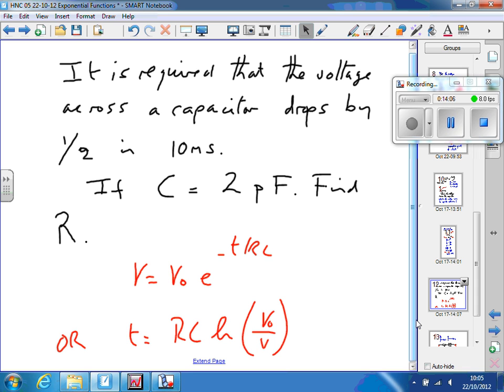It's required that the voltage across the capacitor drops by a half. Do we need to know the original voltage? We just need to know that if the original voltage was, say, 1 volt, then it drops to 0.5. So we don't really need to know what V and V naught are. We just need to know that V divided by V naught is a half. And then we can calculate the value for R given that C is 2 picofarads. Would you like to carry on and finish that off?